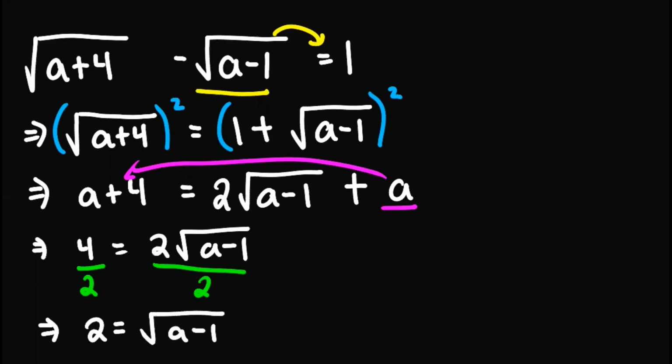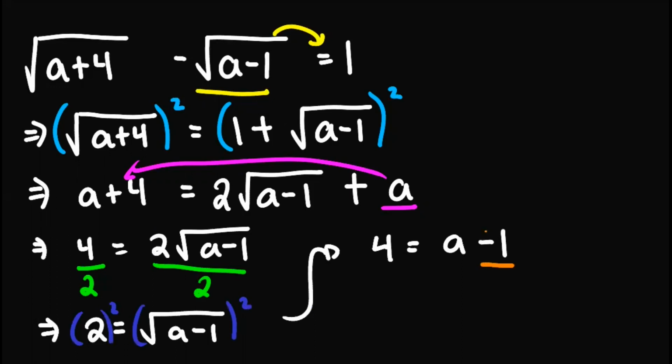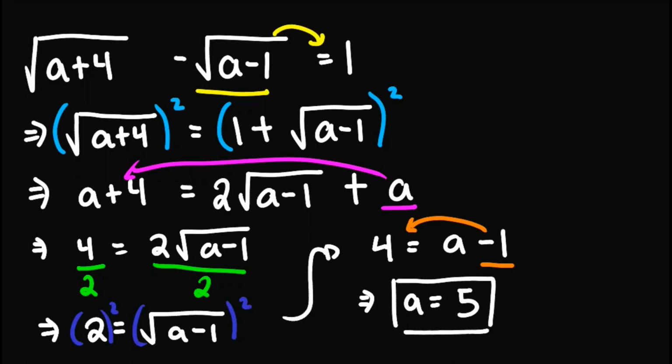Now we can square both sides. So squaring both sides will obtain 4 equals a minus 1. Then, moving this negative 1 to the left side, we obtain a is equal to 4 plus 1, or that is 5. That is the answer for this.